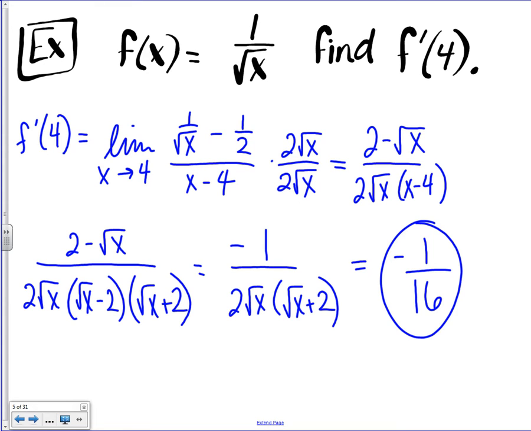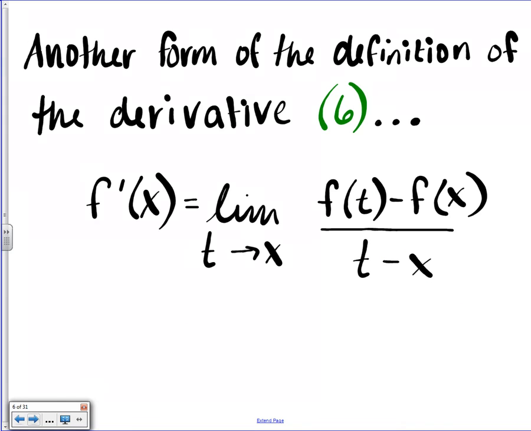Okay, so this has all been using definition 3.1: f of x minus f of a all over x minus a. There's a couple other forms of this definition that I want to make you aware of. Okay, this is definition 6 in your book. Now when you do your homework, sometimes they will refer to definition 6. So this is the definition we're talking about here.